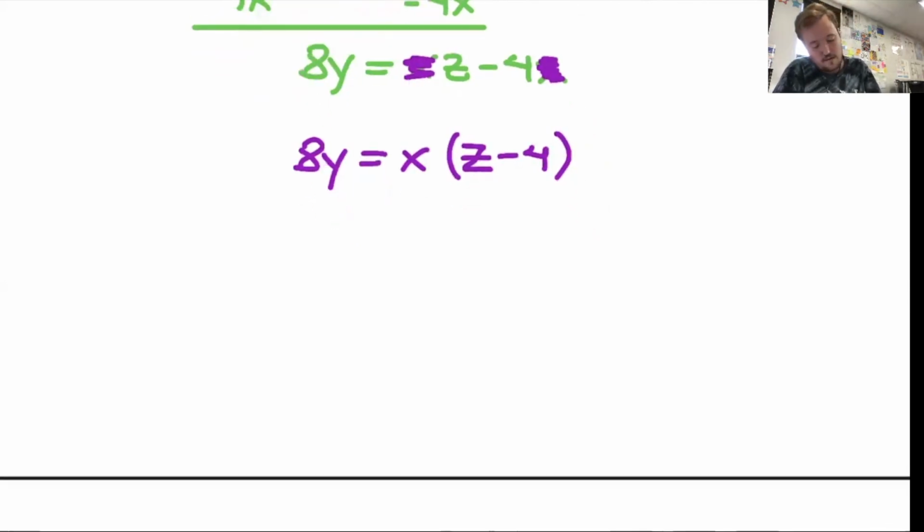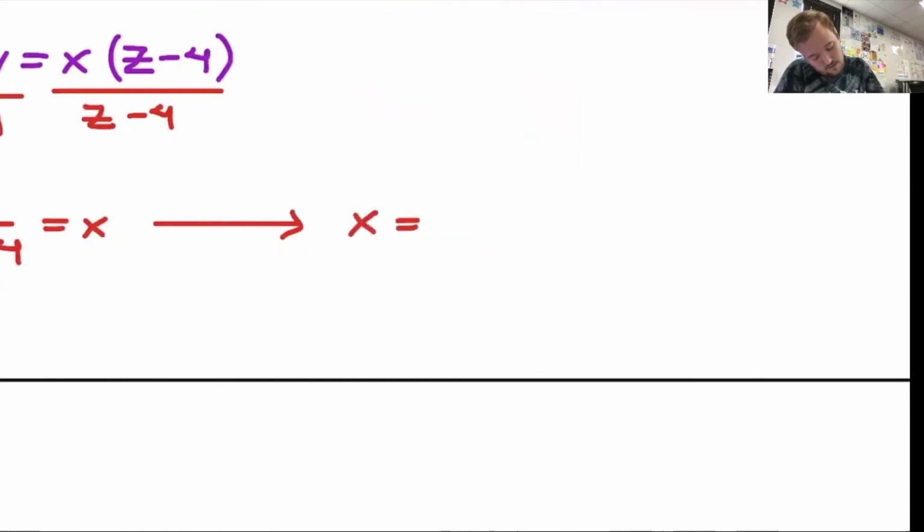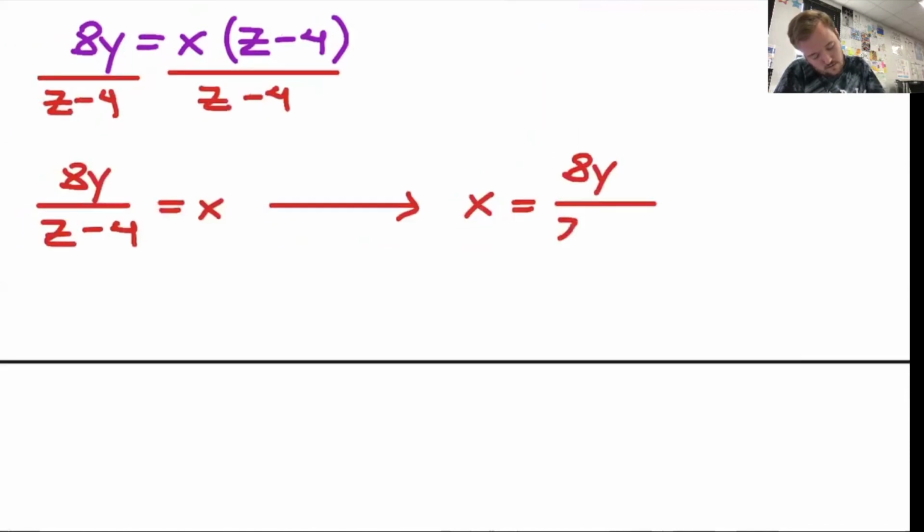Now I need to get x by itself, so I'm going to divide by z minus 4. So I have 8y over z minus 4 equals x. Now once again, you want to get the variable on the left side. So you have x equals 8y over z minus 4.